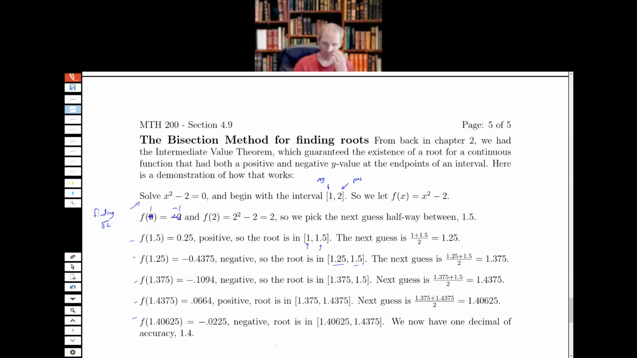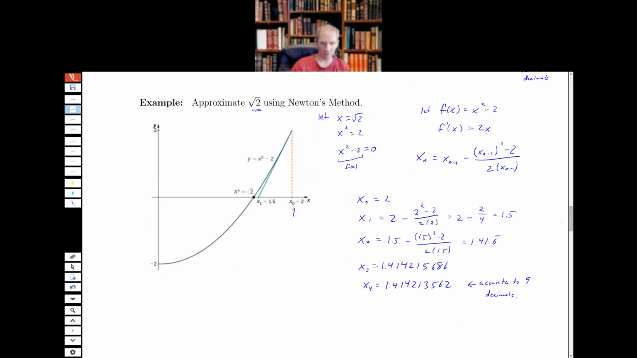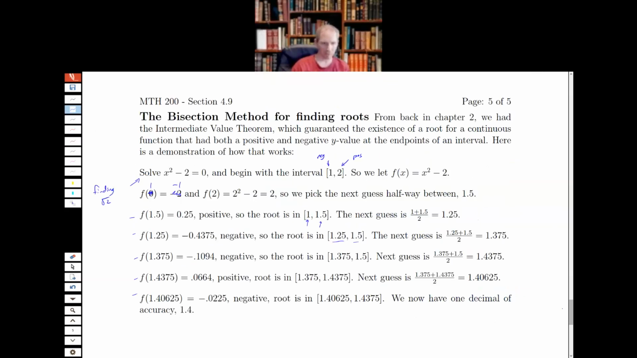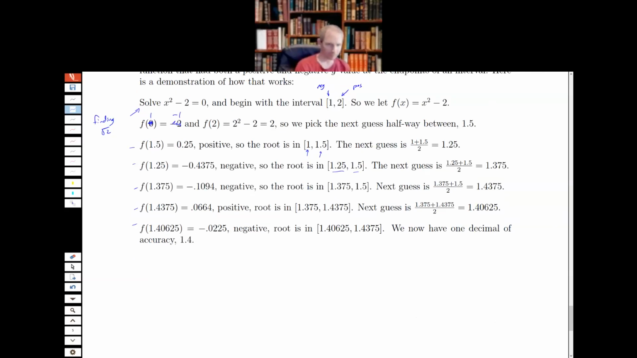And we can keep going. And because I'm cutting my interval in half at every step, after 3 steps, that's 1/8, which is close to a tenth. So it's a little bit more than 3 steps to get another decimal of accuracy, okay? So that just gives you an idea for how fast this method works. Newton's method, for comparison, after 4 steps, I had 9 decimals of accuracy. Okay, and here, after 5 steps, I have 1. Okay, so we can see that Newton's method is quite a bit faster.